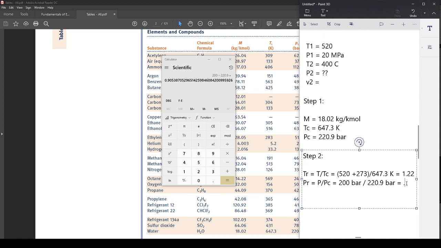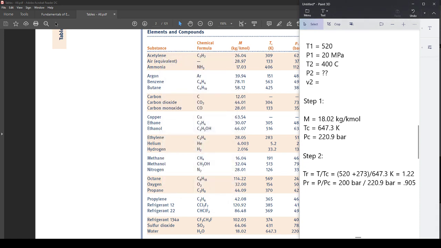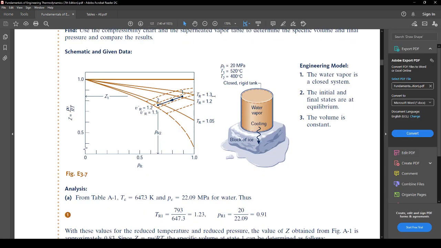0.905. I'll rename these steps after we finish. But essentially it's gather the information about the fluid you're using or the gas. Step 2 was find reduced pressure and reduced temperature. So let's head back here.